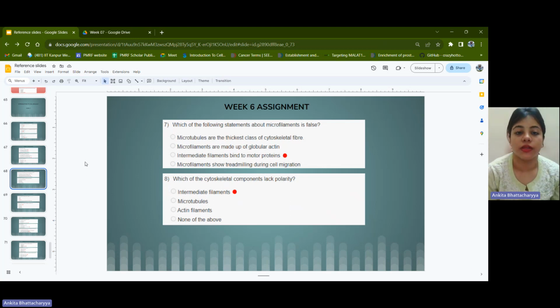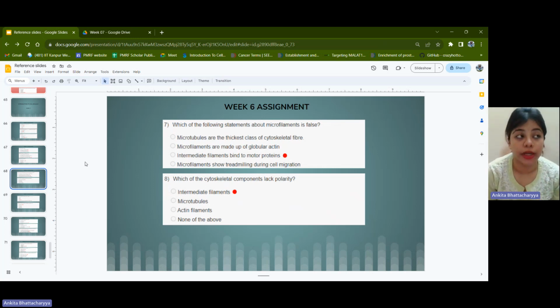In option B, we are told that microfilaments are made up of globular actin or G-actin, and that is also true. Just like we just said, formin and ARP2/3 help in assembly of the individual G-actin monomers, which together form the filament, first trimers and then the entire filament. So the second option is also correct. Then in the third option, we are asked that intermediate filaments bind to motor proteins. Yes, they do. Intermediate filaments do not have any. I'm sorry, it was wrong on my part.